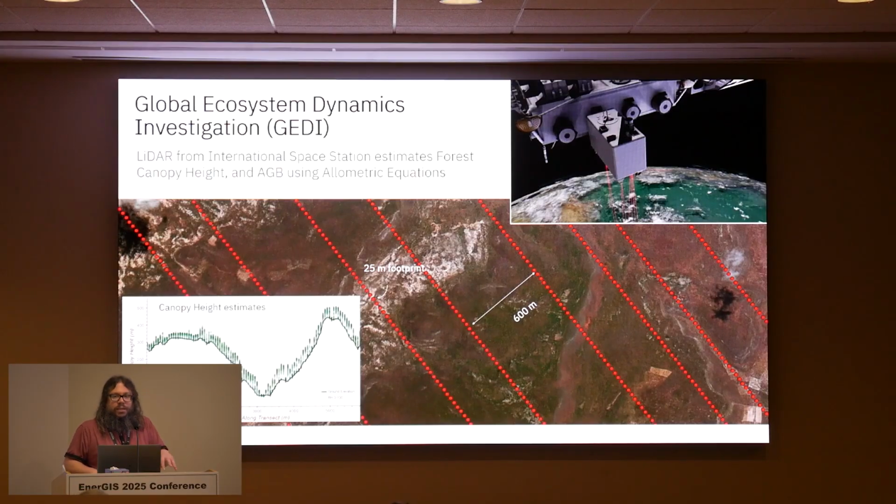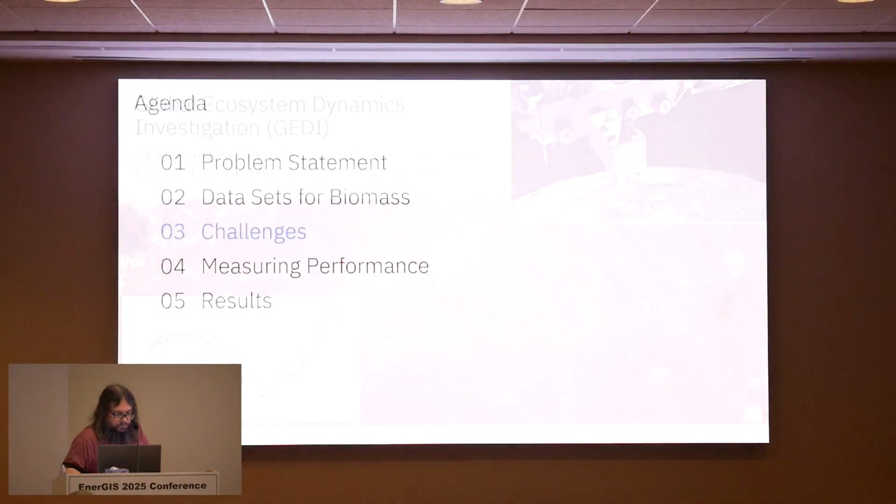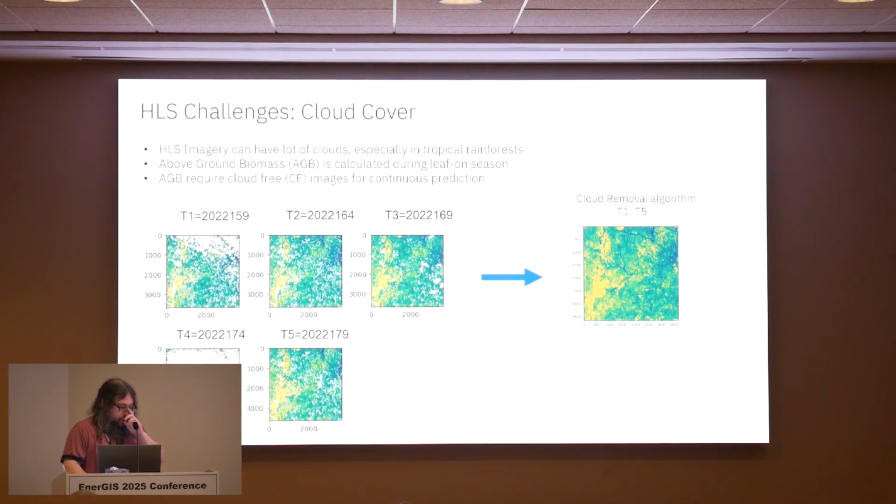Can we use HLS data that has this full spectrum of data to be able to calculate A, can it be height, or B, AGB directly? So one of the biggest issues is cloud cover, especially when we're talking about tropical areas. GEDI doesn't have to worry about cloud cover because it's LiDAR data, but HLS satellite imagery definitely has to worry about cloud cover. And usually there's one snapshot every 6 or 7 days, I believe it was.